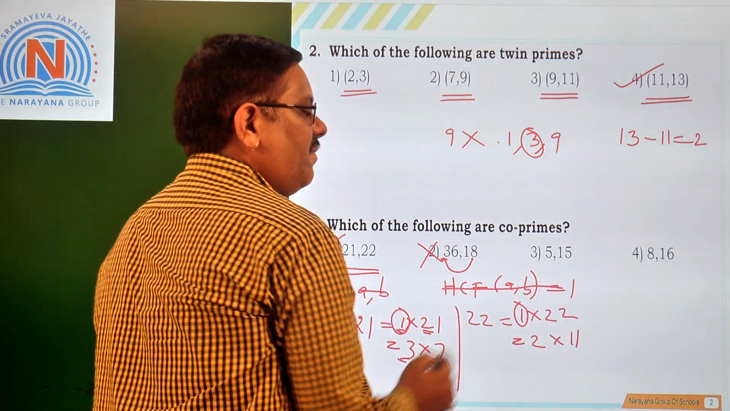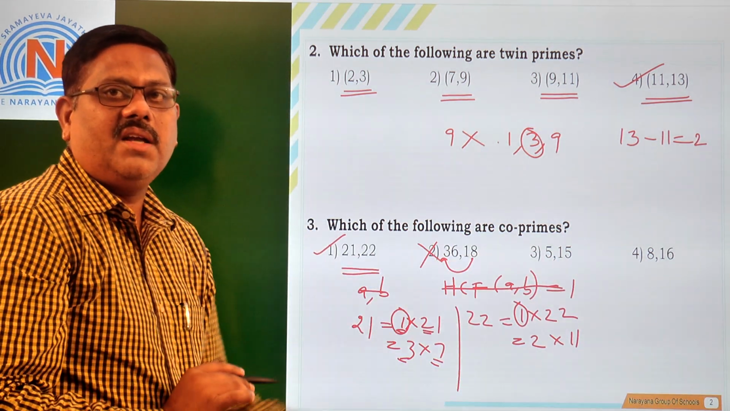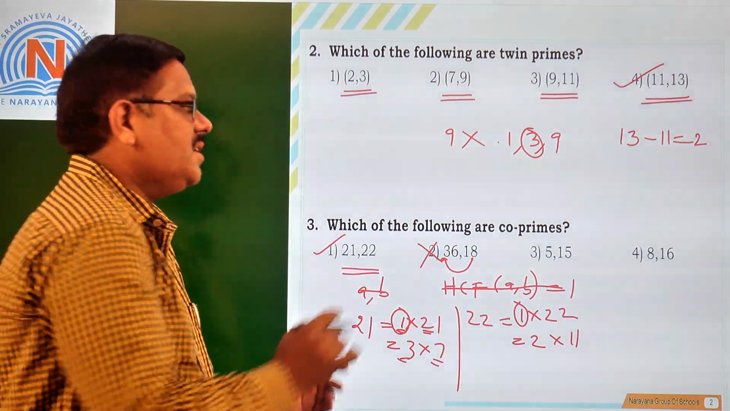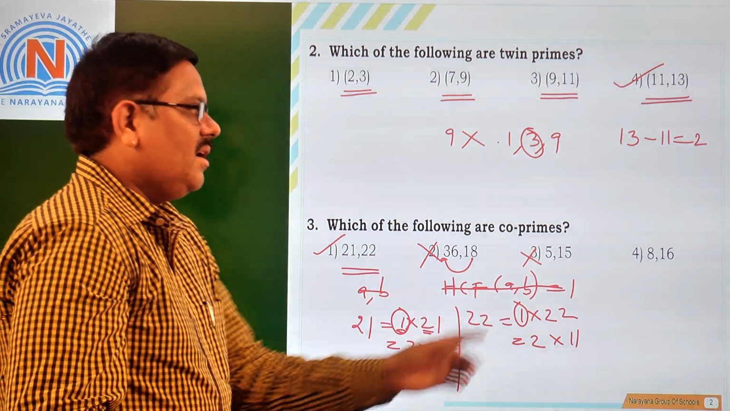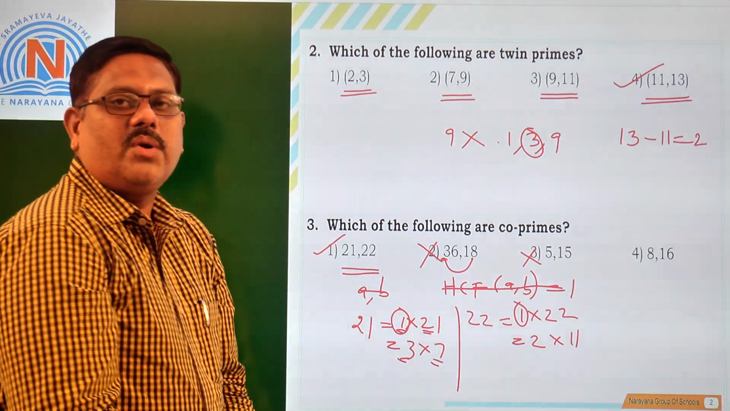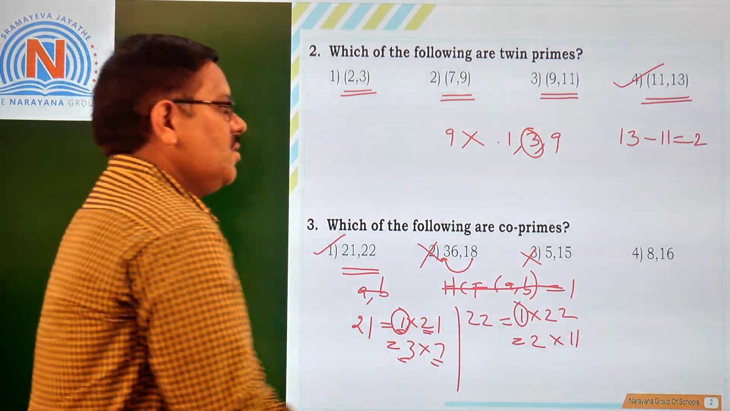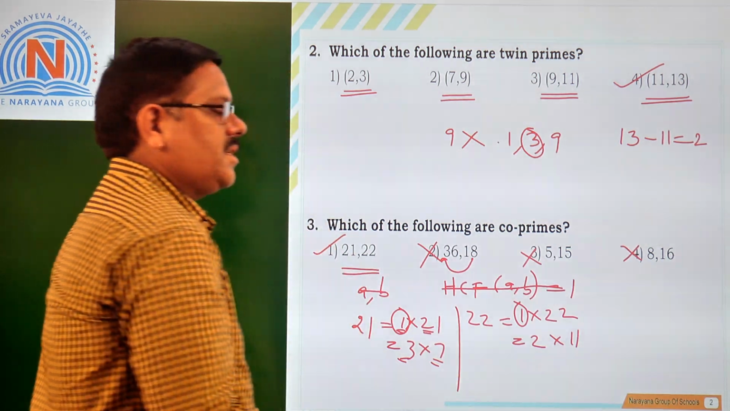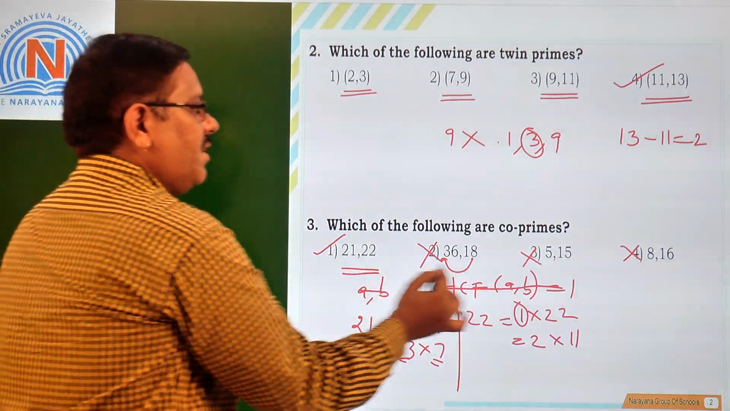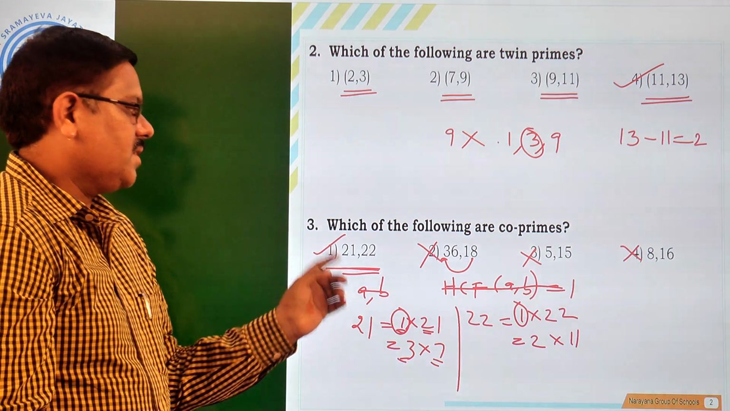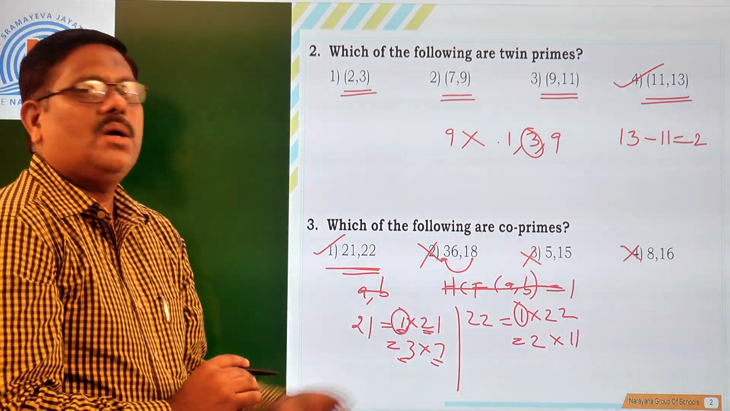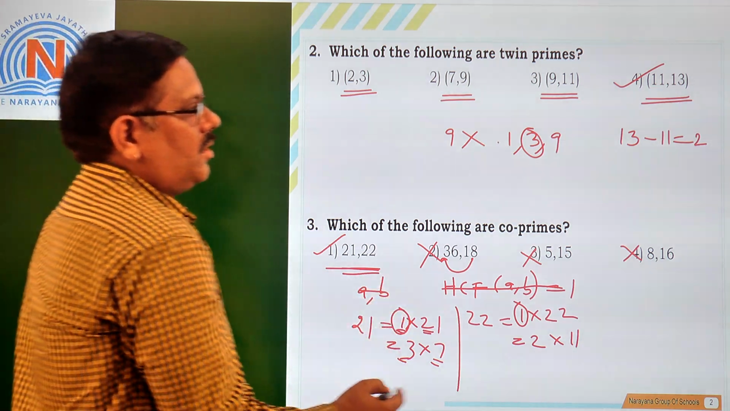Next, if you take 5 and 15, 5 is a factor of 15. So the HCF of 5 and 15 is 5. So they are also not co-primes. You take 8 and 16, 8 is a factor of 16. So 8 is the HCF of 8 and 16. So we cannot call even 8 comma 16 co-primes. So out of the given 4 options, the right option is 21 comma 22. That is the first option. We call them co-primes. Okay. Now we will move to the next question.